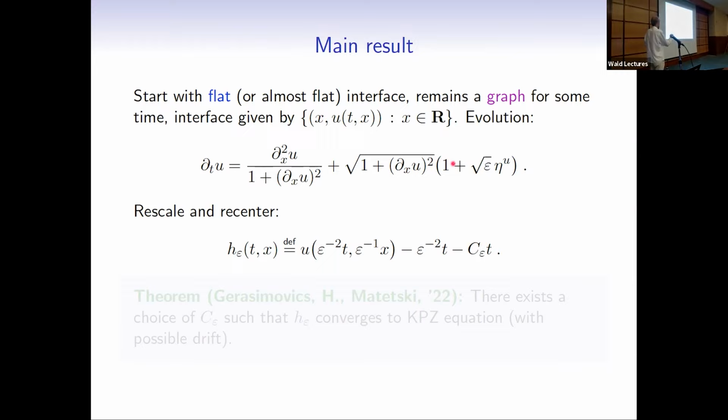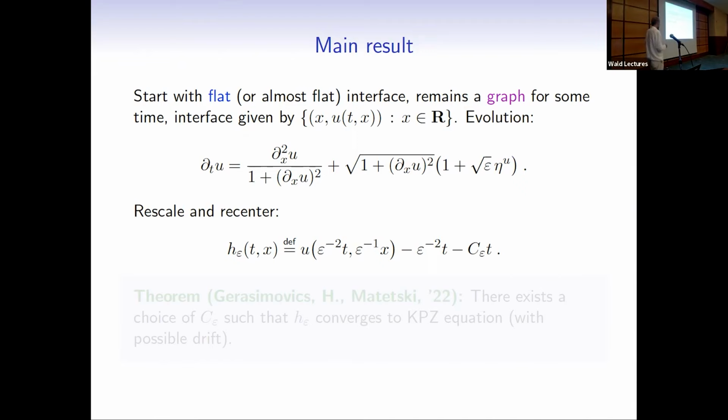So this one here comes from the fact that the normal speed was one plus mean curvature, and then plus the random noise. And here I write eta evaluated at the actual location x, comma, u of x, so x and t. Okay, so you get some kind of complicated looking PDE like this.